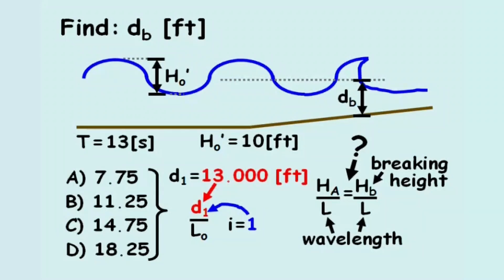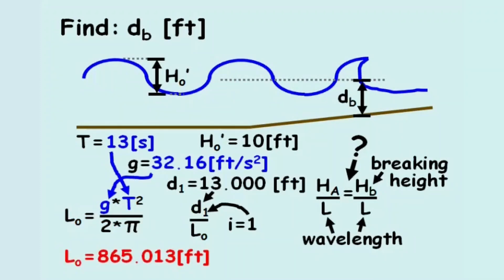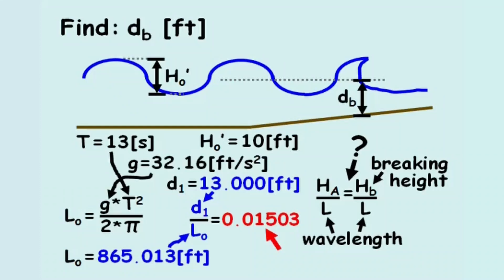L naught is computed as gT squared divided by 2 pi. After plugging in the known variables, L naught equals 865.013 feet. This value of L naught is a constant because variables g, T, and pi are all constant. This makes d1 over L naught equal to 0.01503.